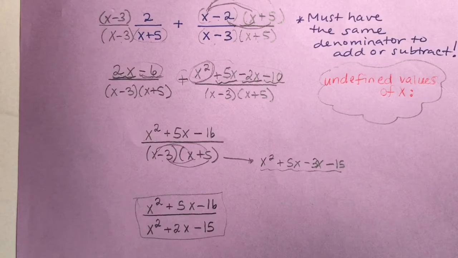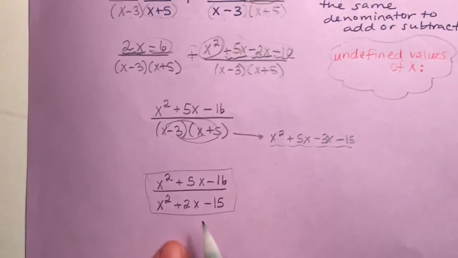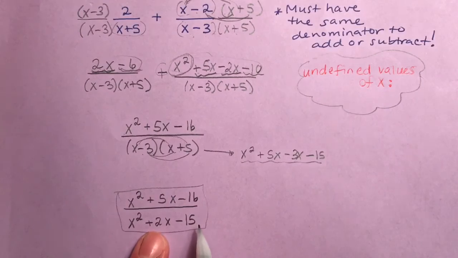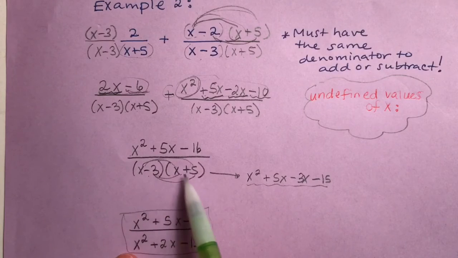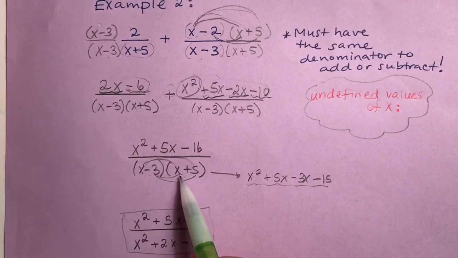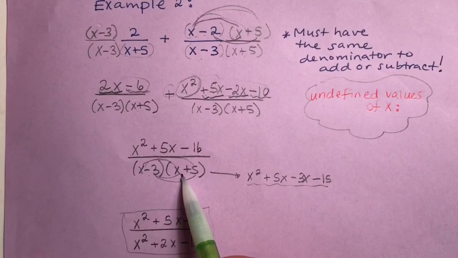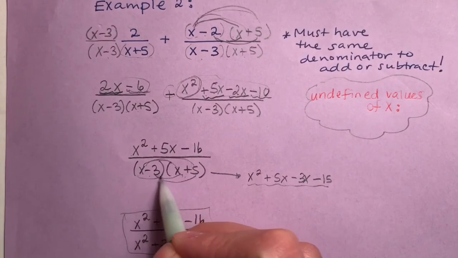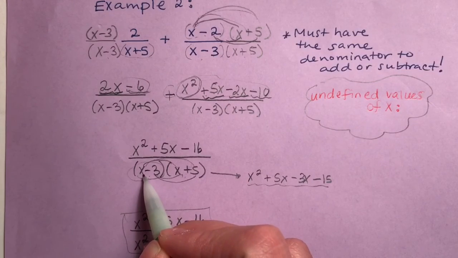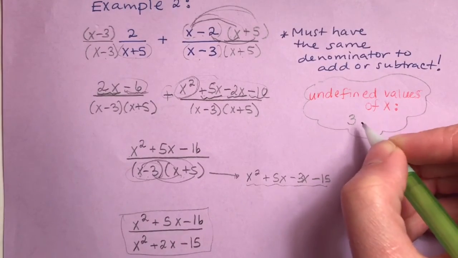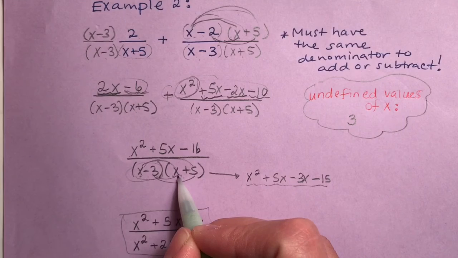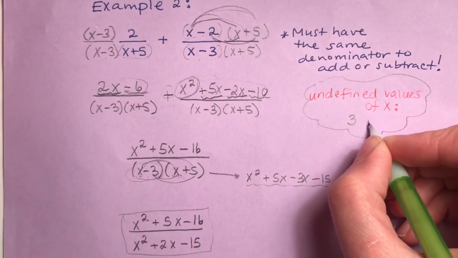And when it comes to the undefined values, that's where we're looking at what makes the bottom 0. So when you cannot divide by 0. Now, it's hard to tell from our final answer what those x values are, but we know that the bottom here is the same as this, which means we already know that we have the factors. So if we set this equal to 0, we would see, well, if this one was 0, that would be 3. So one of our undefined values of x would be 3. And then our other one would be here, which would be negative 5.